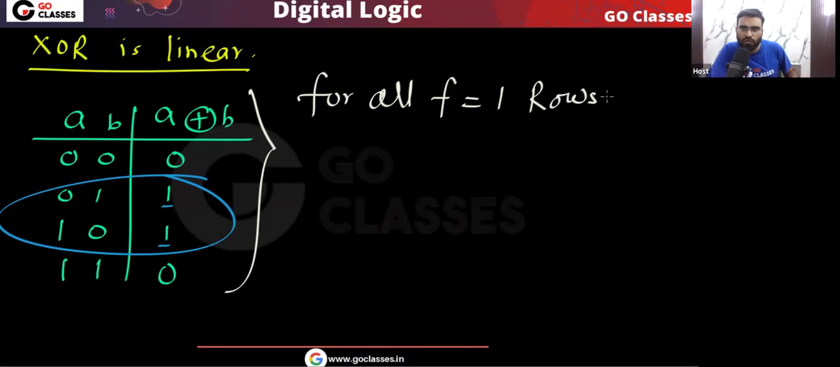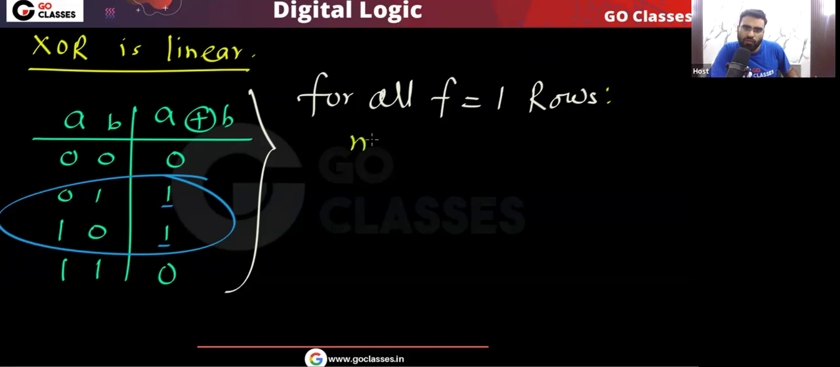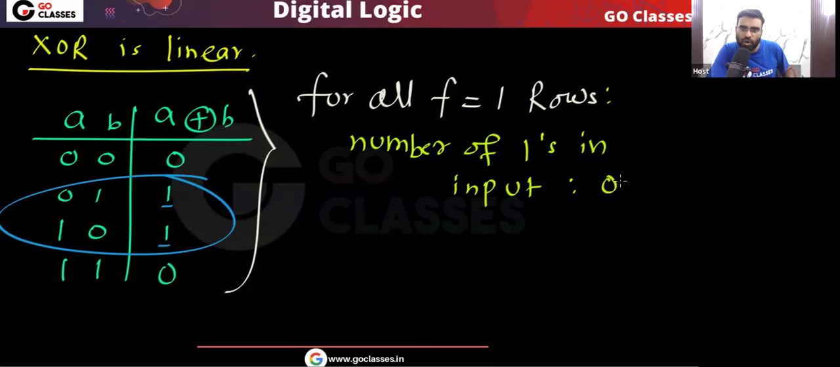For all f equal to 1 rows, how many ones are there in the input? See, an odd number of ones. In this input, there is only one, so that is odd. In this input, there is only one, so that is odd. So you can easily see that for all f equal to 1 rows, the number of ones in the input is odd.